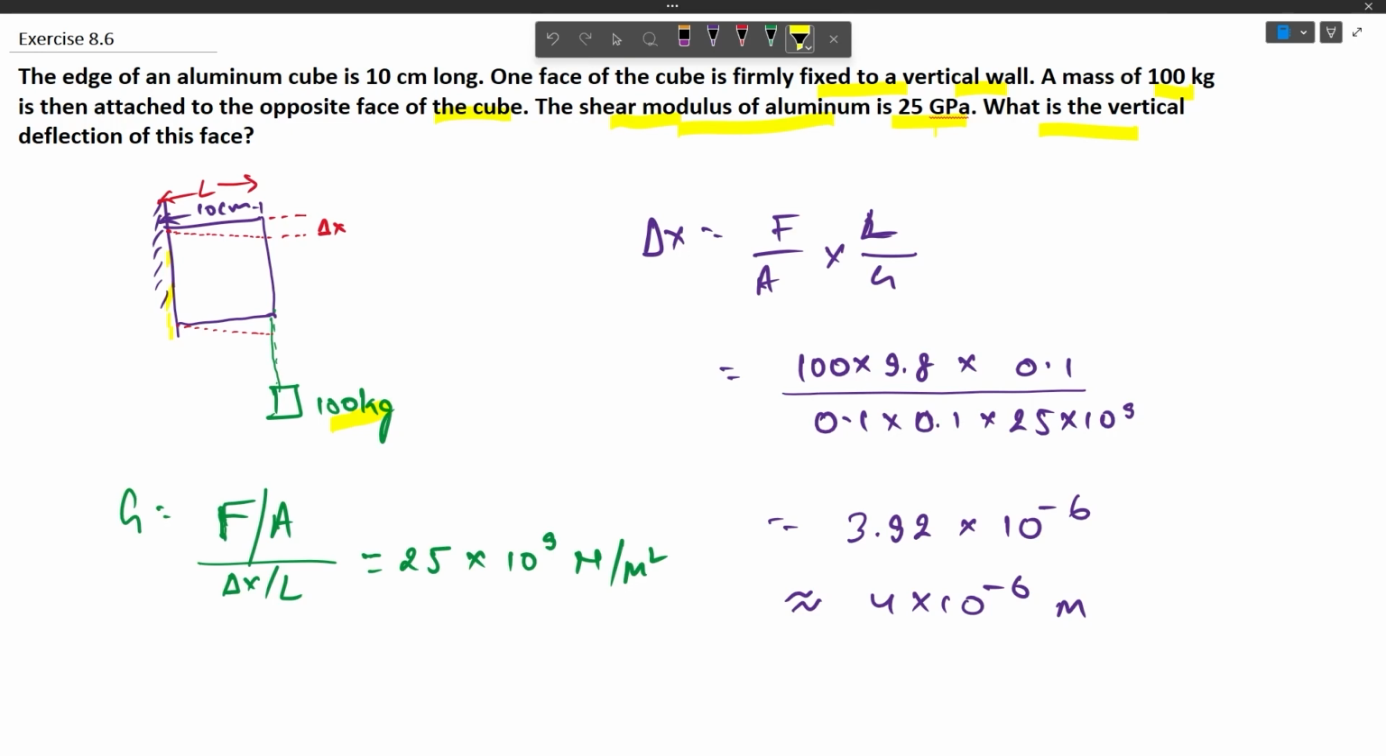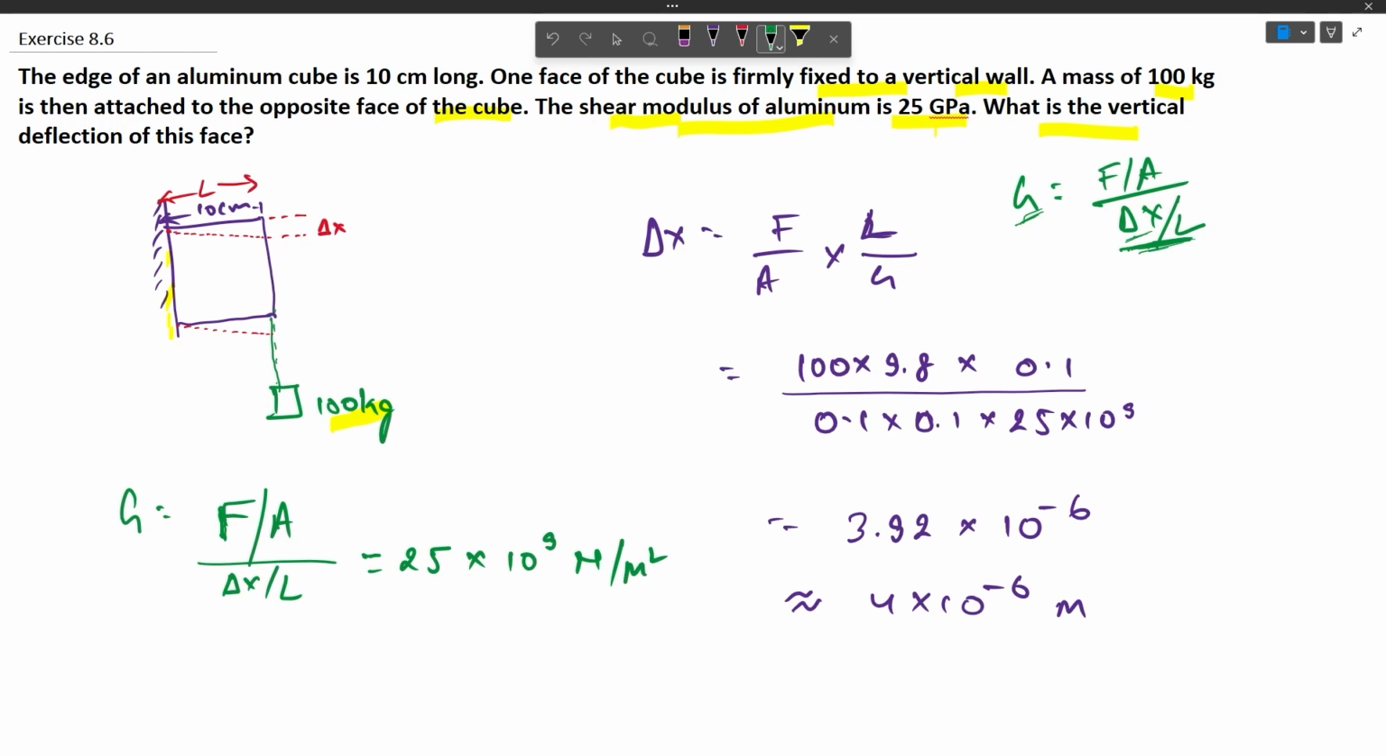So we know the formula for shear modulus is G is equals to stress, that is force, divided by cross-sectional area divided by delta x divided by L, or the shear strain. So here we have been given the load, cross-sectional area, and the value of G of this aluminum, and we have to calculate x, delta x. We have also been given the value of L, that is the edge length.